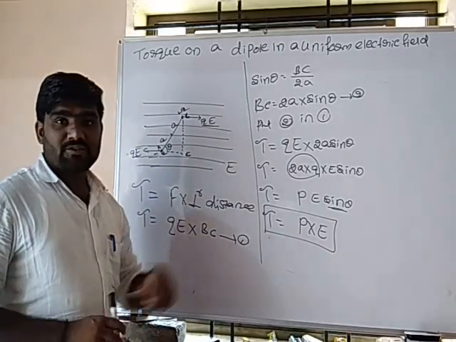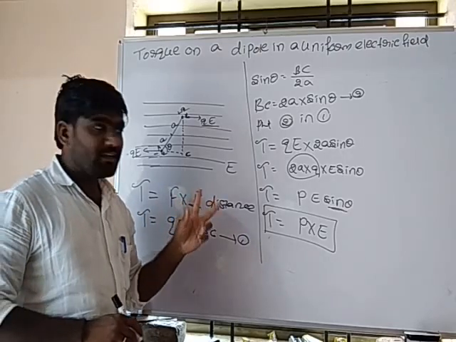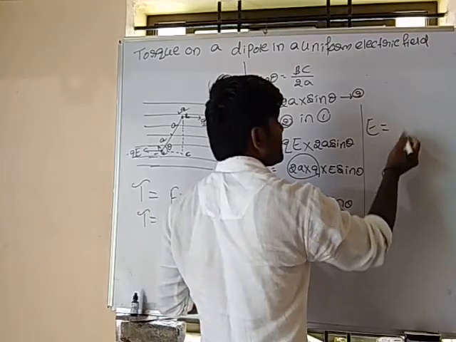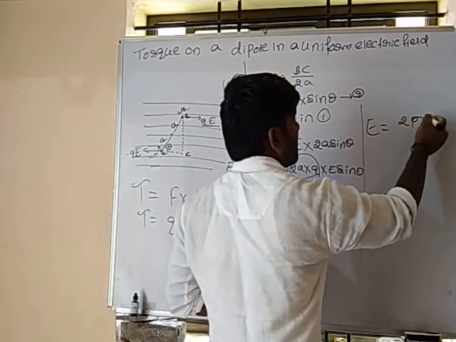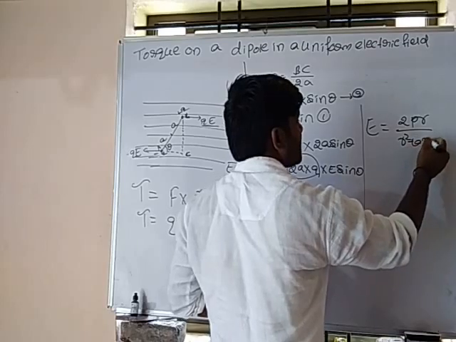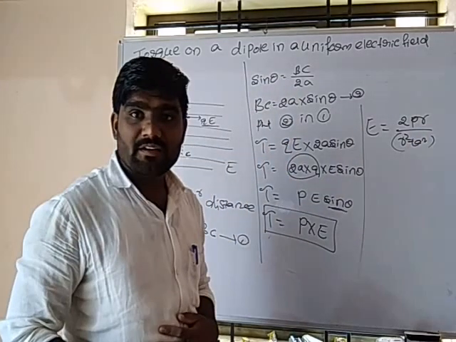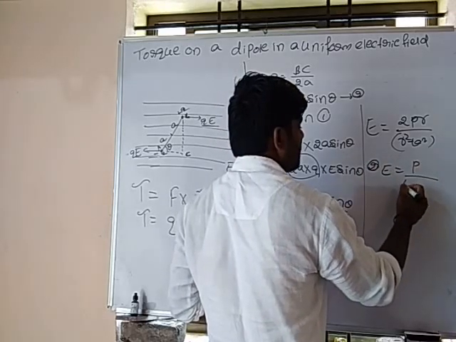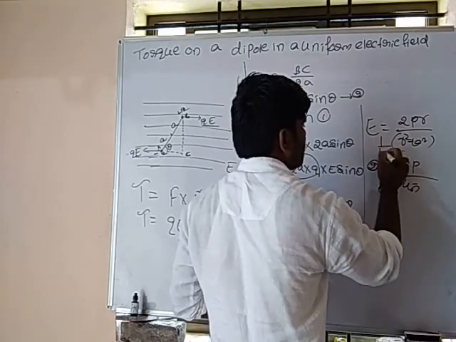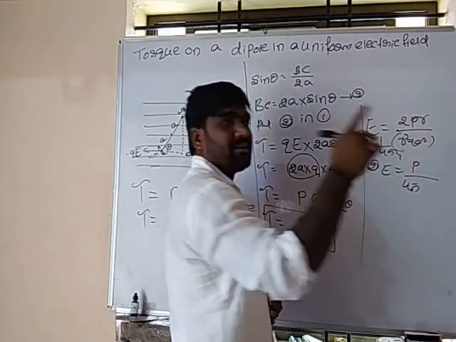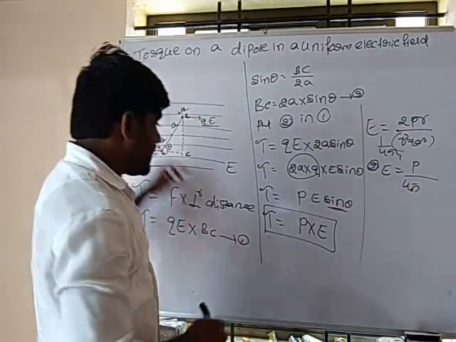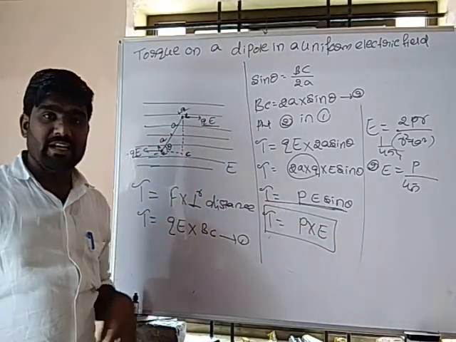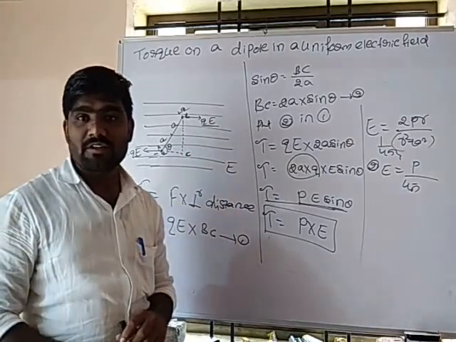So based on this we are going to solve two problems. What are the main formulas? First formula, on the axial line, it will be 2pr divided by r square plus x square. Then second is E equal to p divided by 1 over 4 pi epsilon naught, r square minus a square to the power 3 by 2. Last is tau equal to pE sin theta. Based on this we will solve two problems.